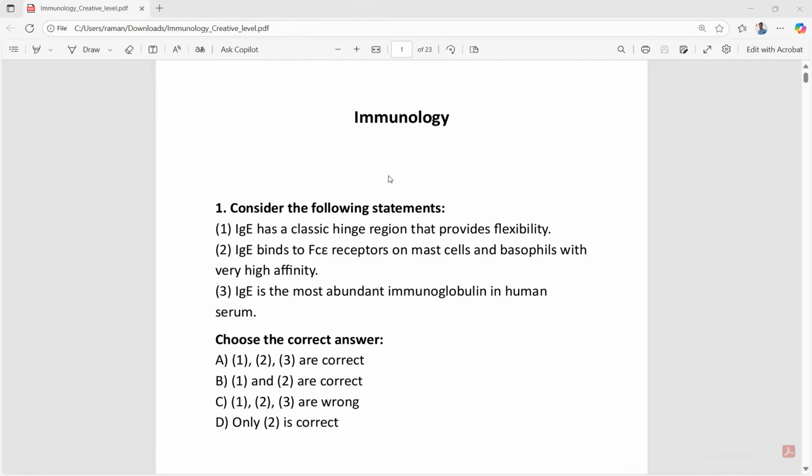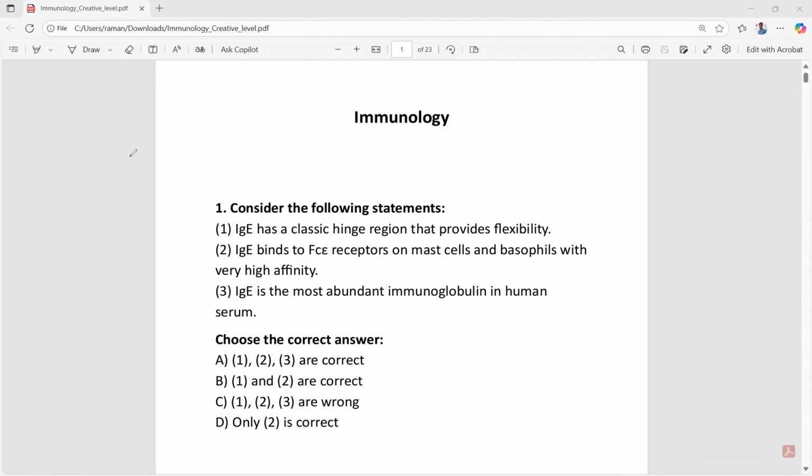And don't think about the exam, which might be postponed. Even if the exam is postponed, we need to keep on doing our duty. God will give us the grace and the posting. With that being said, we'll get into the first questions in immunology.